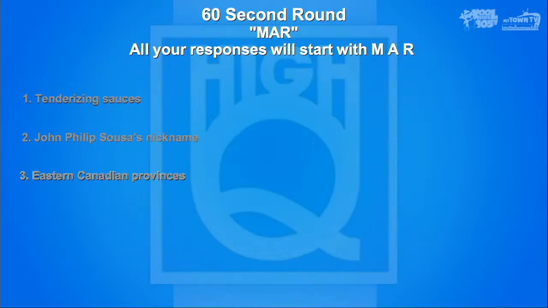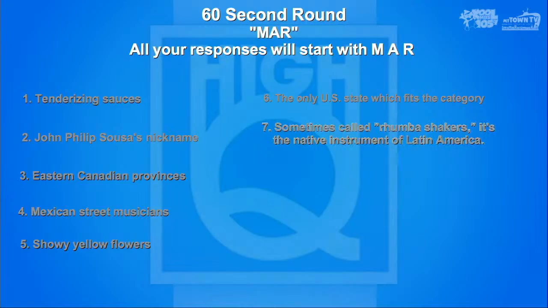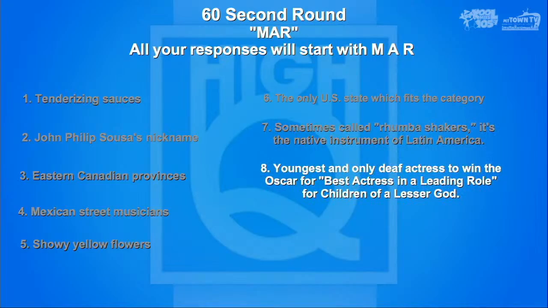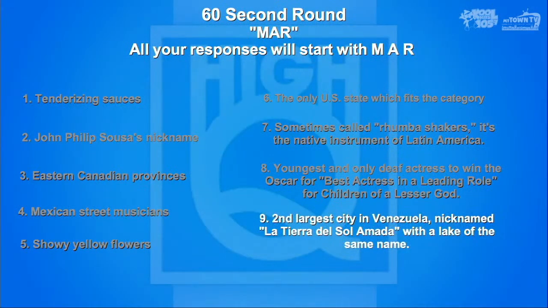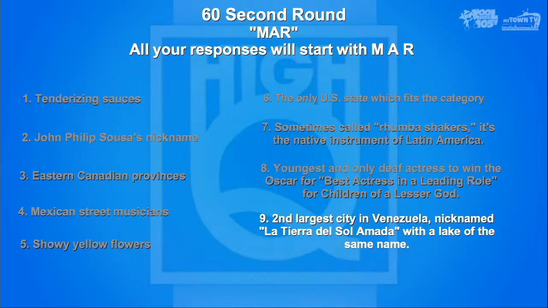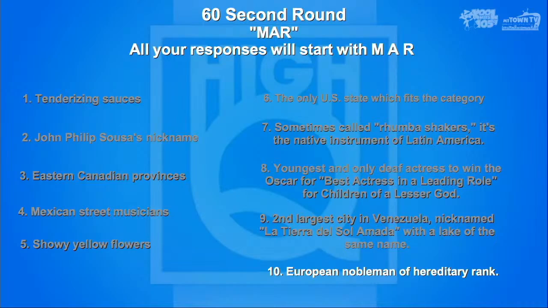All right, on those five and M-A-R, the words that begin, Lorelei, with M-A-R, Eastern Canadian provinces. Pass. They are the Maritimes. Youngest and only deaf actress to win the Oscar for Best Actress in a Leading Role for Children of a Lesser God. Marley. Marley Matlin is right. Second largest city in Venezuela, nicknamed La Tierra del Sol Amada, with a lake of the same name. Pass. It's Maracaibo. And European nobleman of hereditary rank. Answer? Marquis or Marcus. All right, so you picked up one of those, and that brings you to 60 at the end of that round, 220 for Jacob. But I have a lot of questions worth 20 points apiece when we return to HiQ.